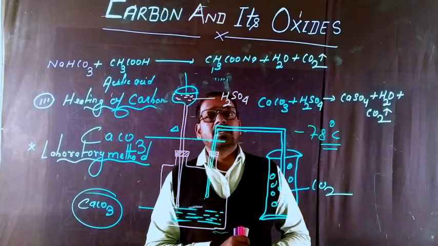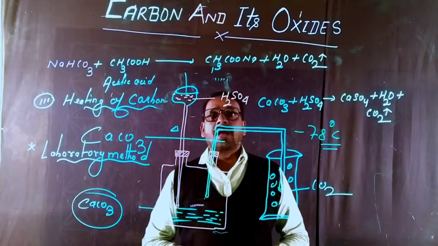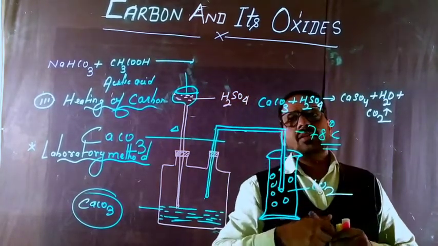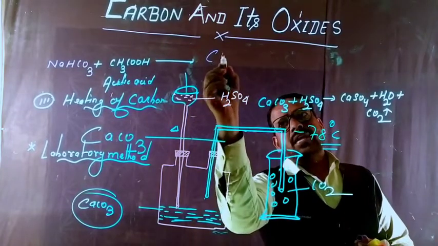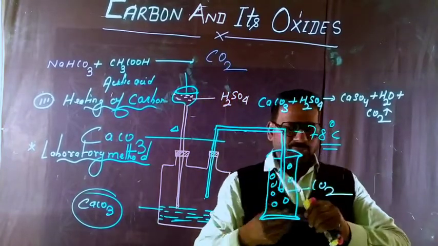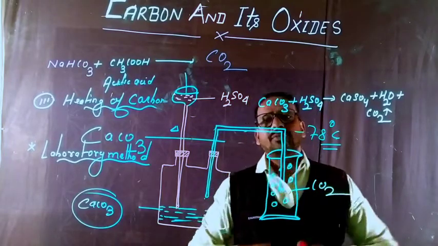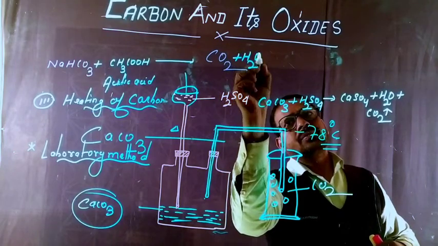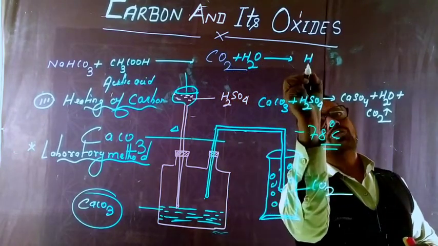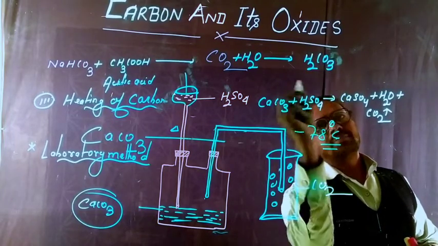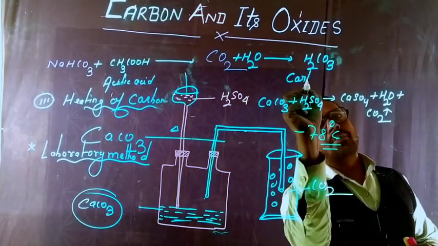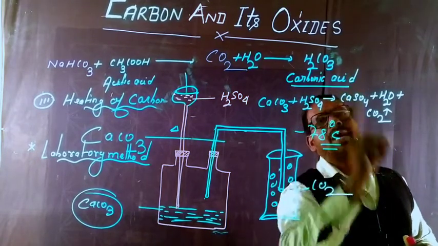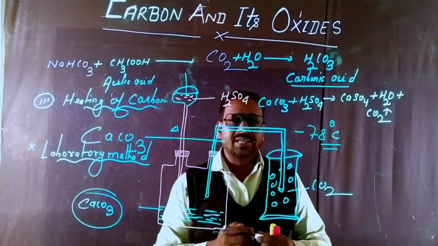It is easily soluble in water. And what happens when you dissolve it in water? When carbon dioxide dissolves in water, what forms? H2CO3, means its name is carbonic acid. And you know that carbonic acid is acidic in nature.